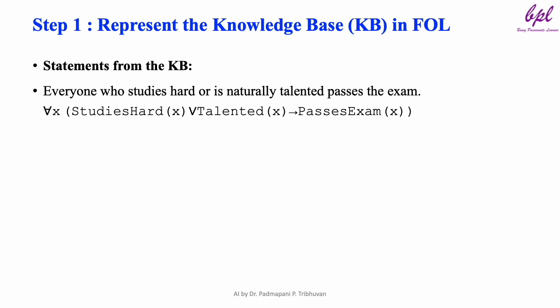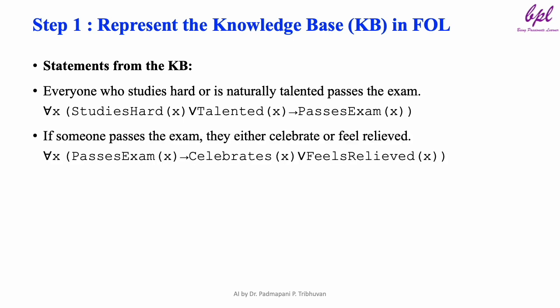Here are the statements from the knowledge base. First statement: everyone who studies hard or is naturally talented passes the exam. So this we can write with the help of three predicates: studies hard, talented, and passes exam. So we can write it in FOL as for all x, if x studies hard or x is talented, then x passes exam.